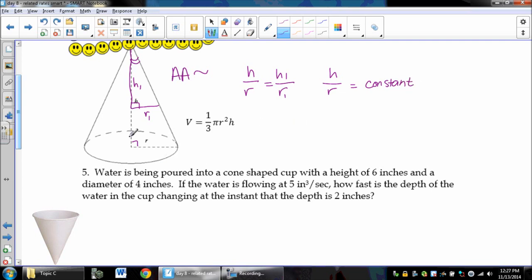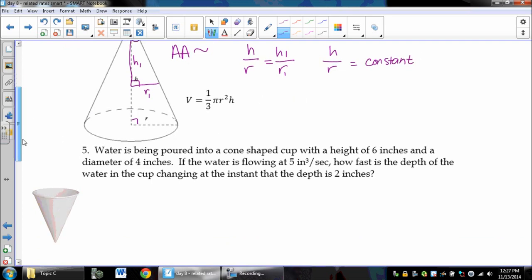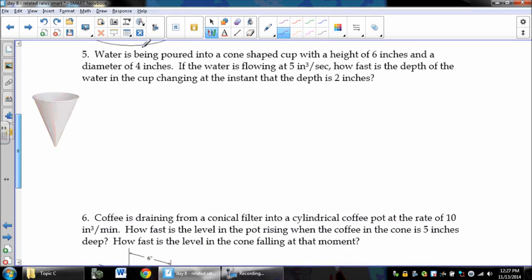Okay, so let me show you how that works and why it makes them special. Water is being poured into a cone-shaped cup with a height of 6 inches and a diameter of 4 inches. So draw a cone-shaped cup here. I have one already drawn for me because you know what? I'm special, just like a cone.